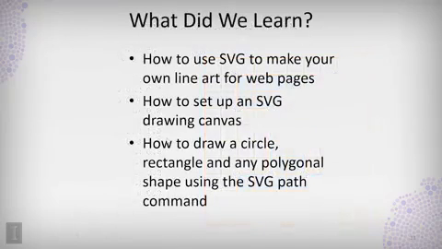So what did we learn? We learned how to use the scalable vector graphics specification to make our own line art for web pages. We figured out how to set up an SVG drawing canvas, which has its origin specification in the upper left corner instead of the lower left corner. And then we figured out how to draw a circle, a rectangle, and any polygonal shape.